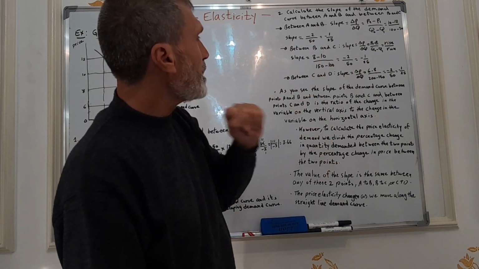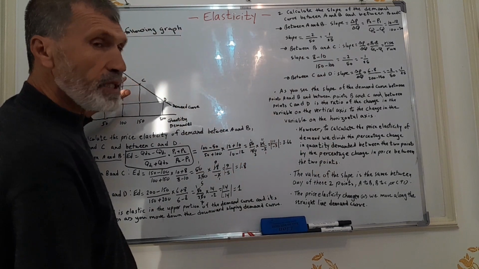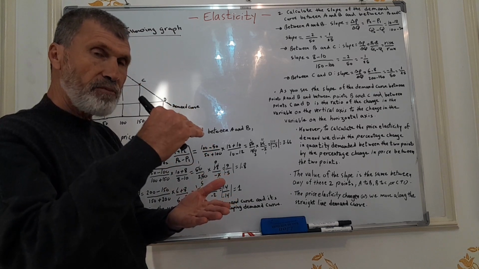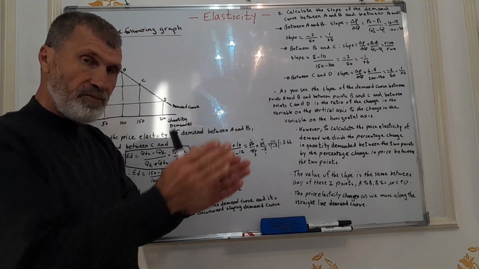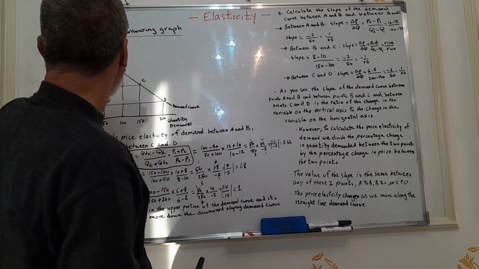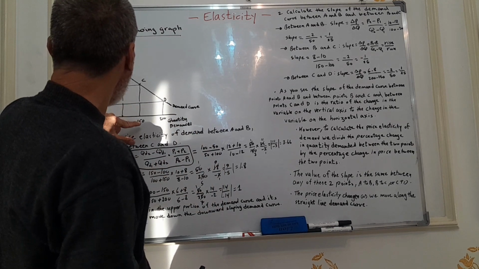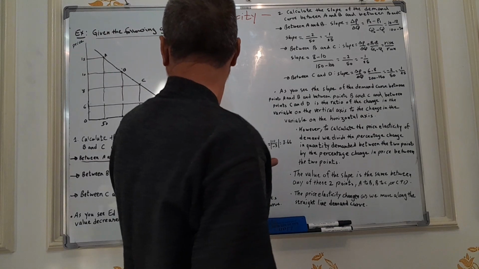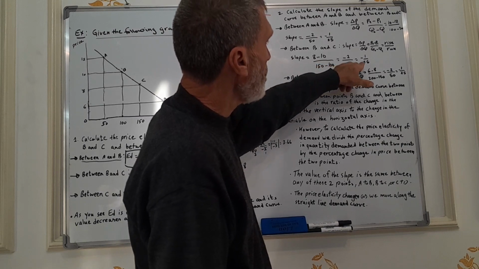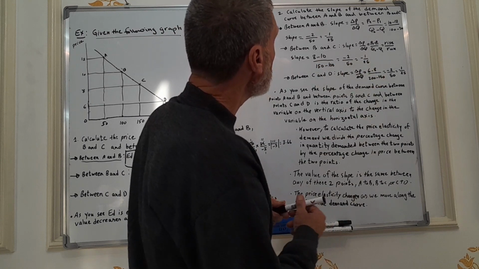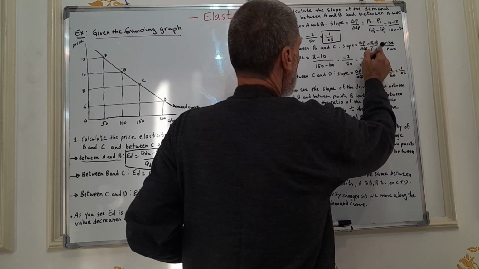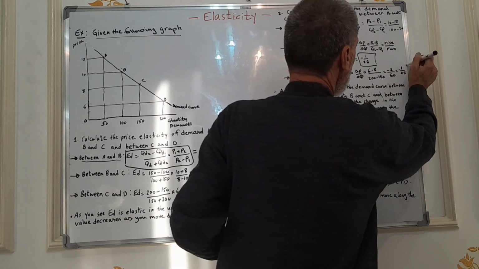Now, between B and C, of course, the slope is the ratio of the change in the variable along the vertical axis over the change in the variable along the horizontal axis. So we got here 8 minus 10 over 150 minus 100, and you come up with minus 1 over 25, which is the same. As you can see, this one here is the same as the one before.